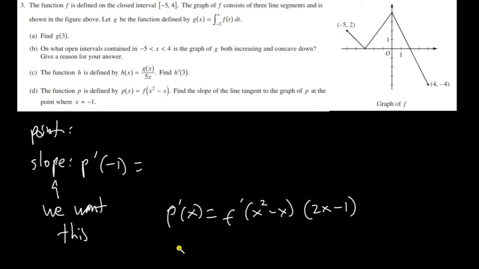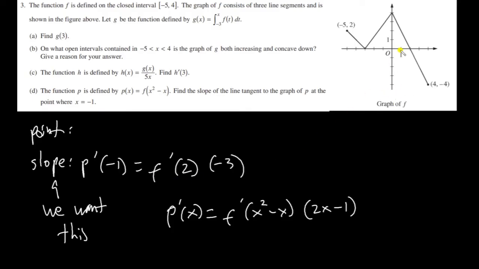So we have this, and now what we have to do to find p prime of -1 is to plug in -1. So if we plug in -1 into here, we'll get 1 squared minus -1. So it's going to be 1 plus 1, which is 2. So we have f prime of 2 times 2 times -2 minus 1. That's going to be -3. Okay? Now to find f prime of 2, that's going to be the slope of f at 2.